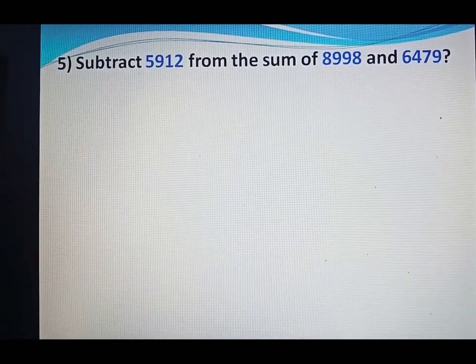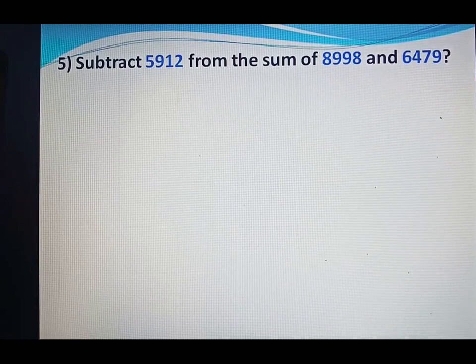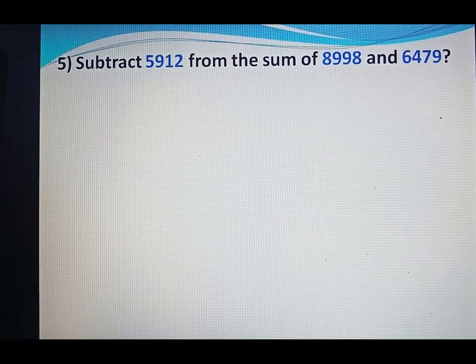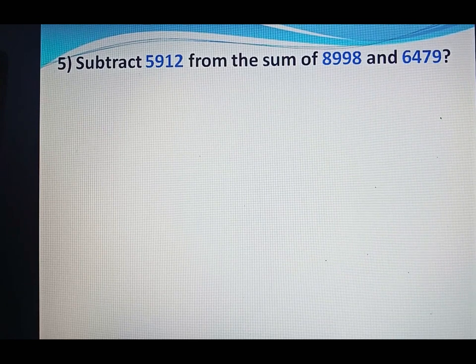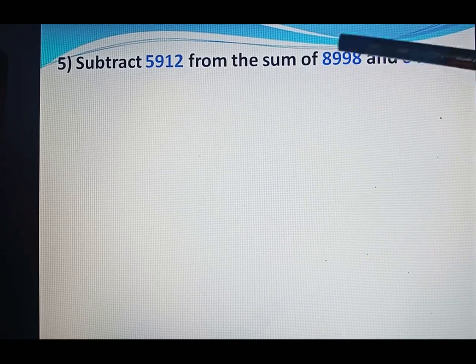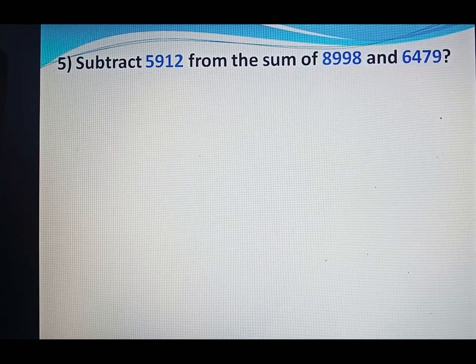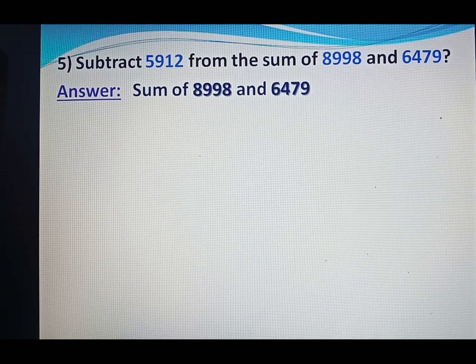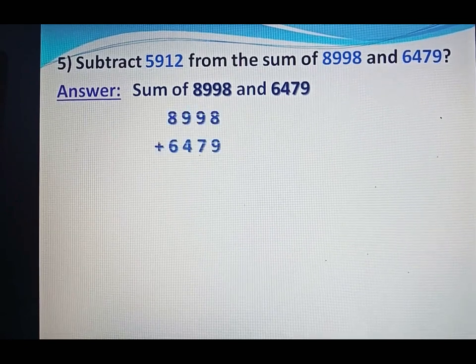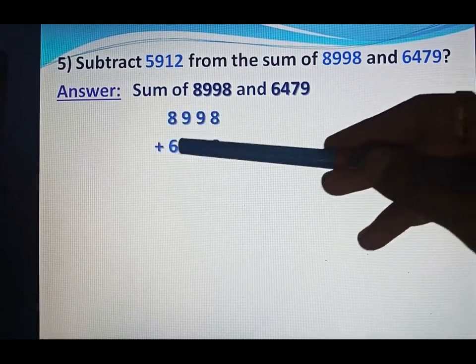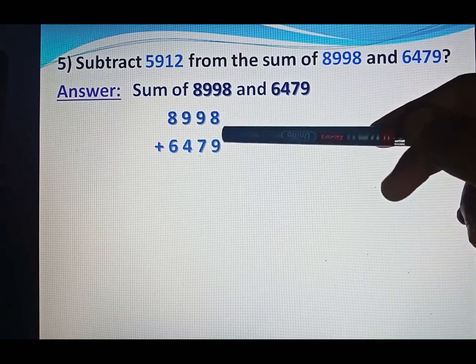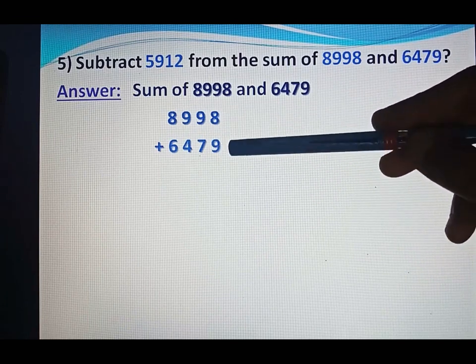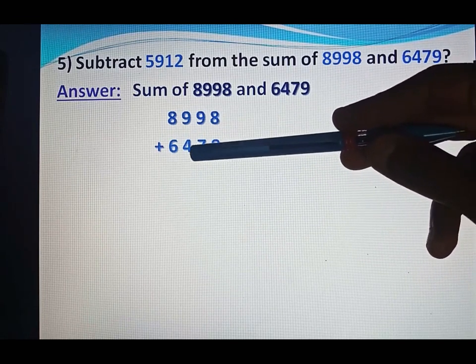Now come to question number 5th. Subtract 5,912 from the sum of 8,998 and 6,479. So first we will do the sum of 8,998 and 6,479. So first we write the number in columns, that is 8, 9, 9, 8, and the second number we will start from the last, that is 9, 7, 4, 6.